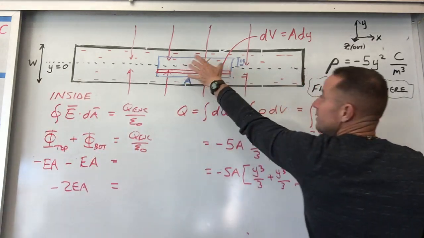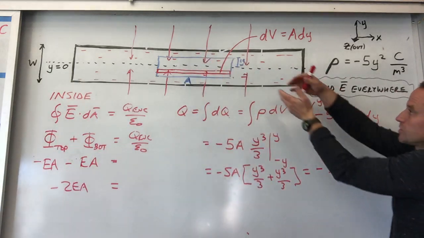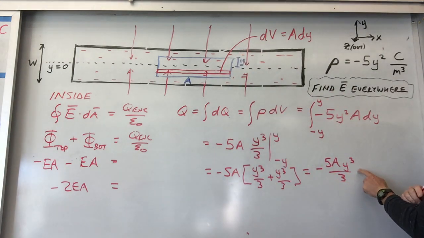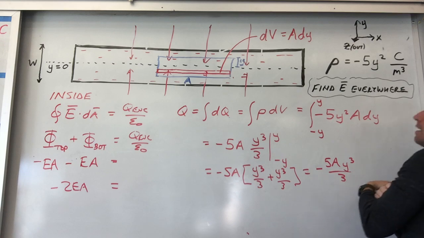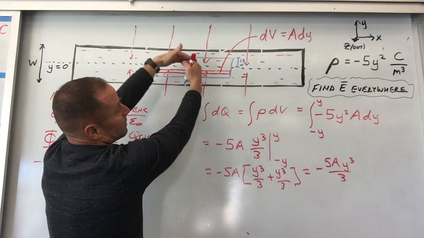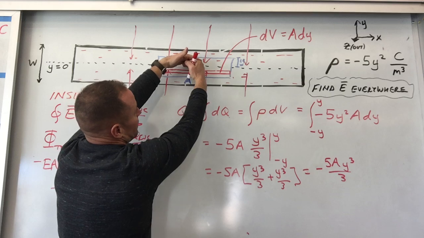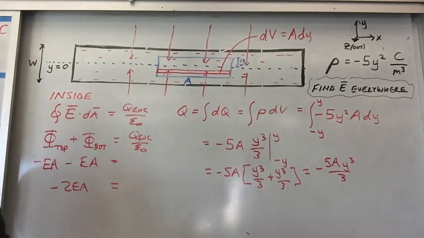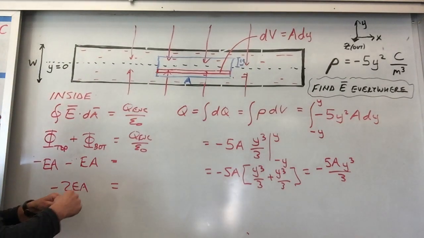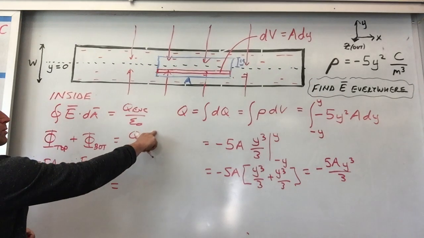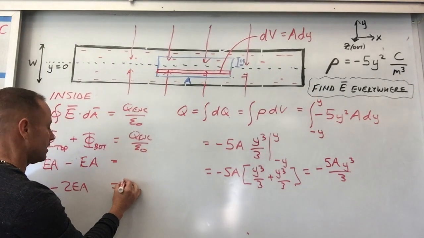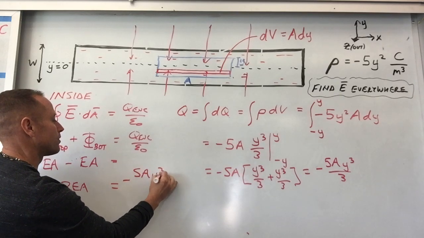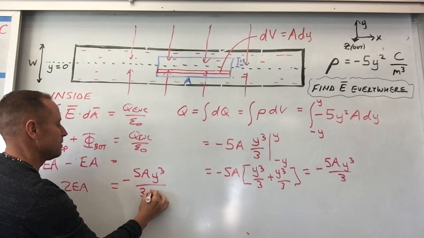That's saying that in this blue box, the amount of charge you enclose actually depends on y. In fact, it's going to grow like y cubed, as you increase the volume of this thing. So there's a y dependence on how much charge is enclosed. Now that we've got the charge enclosed, we go back and put it into Gauss's law. So you get minus 5A y cubed over 3, and then don't forget the epsilon naught.